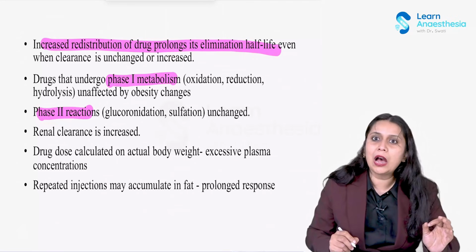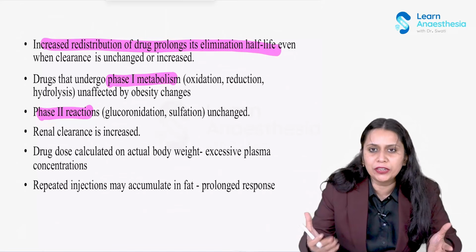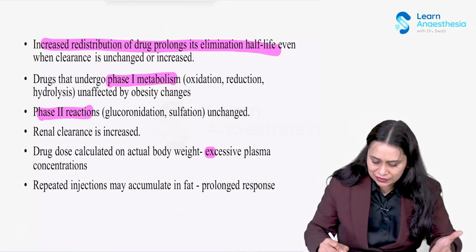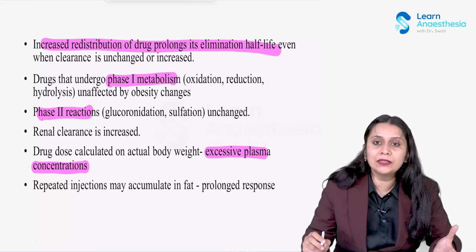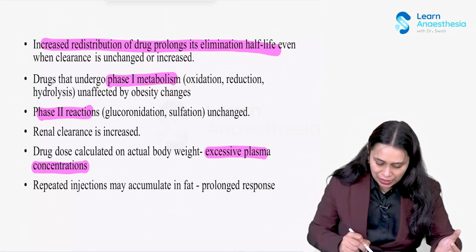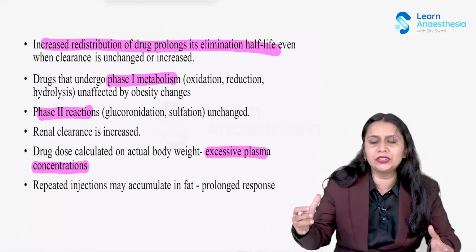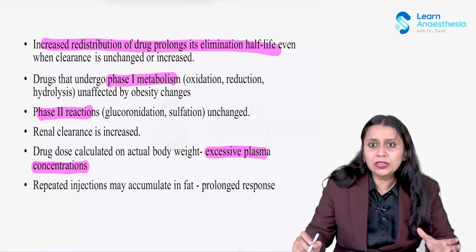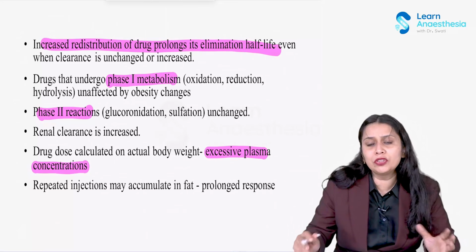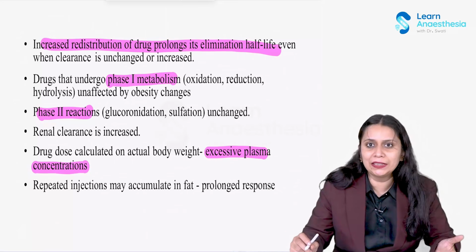Drug dose, how do we calculate? A number of times, if we calculate the dose of the drug according to the actual body weight or total body weight, there would be excessive plasma concentration because of the low volume of distribution of some of the drugs, and the risk of toxicity will increase. So we have to see how we calculate it. And repeated injection of the drugs, that is continuous infusion, especially for the maintenance agents, can cause accumulation of the drug in the fat, especially benzodiazepines like midazolam, which gets accumulated in the fat. So offset of these drugs would definitely be delayed in obese patients.